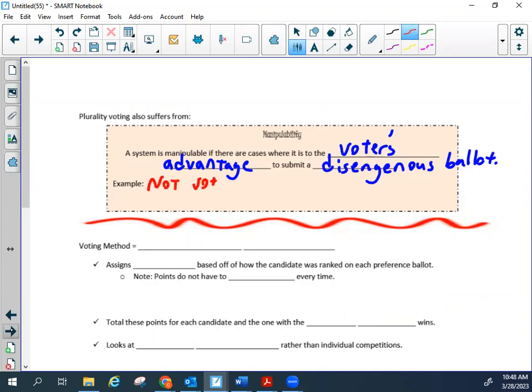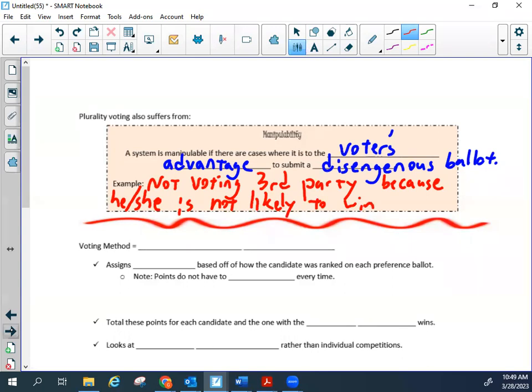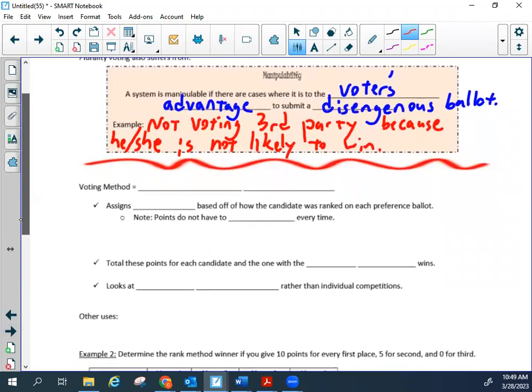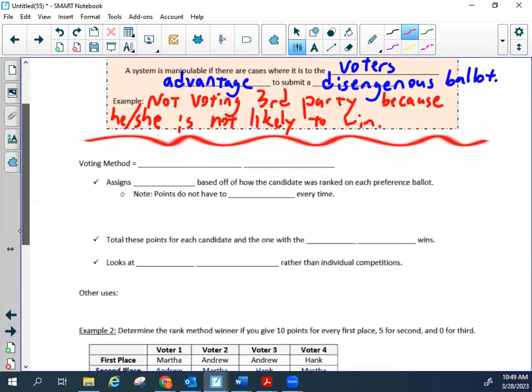Not voting third party because he or she is not likely to win. So that is the plurality method. Just wrapping it up, it's first place votes. It sometimes meets CWC, doesn't always meet CWC, but it does suffer from manipulability.